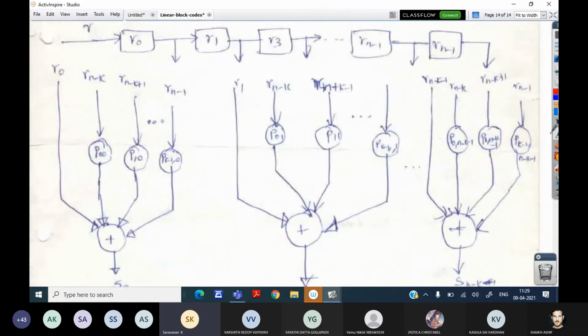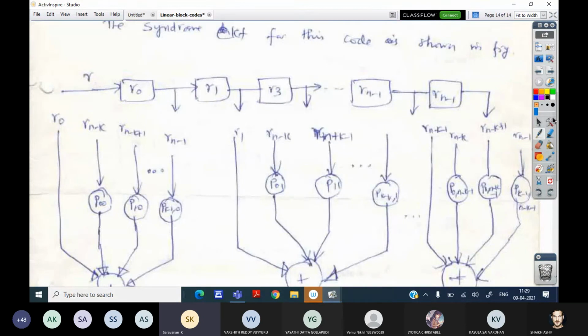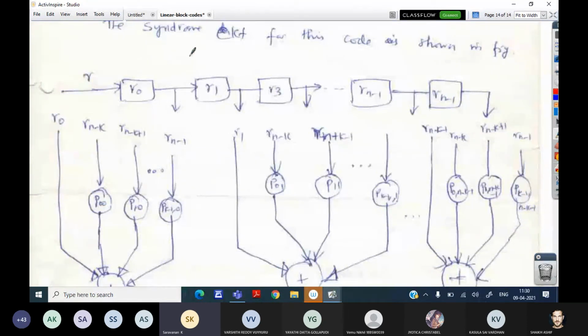So it is a syndrome calculator circuit. I am going to feed the received vector. Because I know it is a 7-bit received vector, I am going to store this value in these flip-flops or registers, for storing those 7. If it is 7, I have to restrict, so the last one may be R6. So this is the general case.